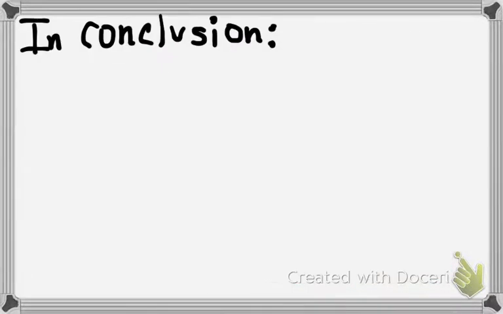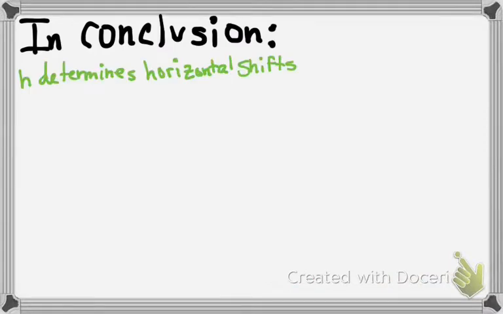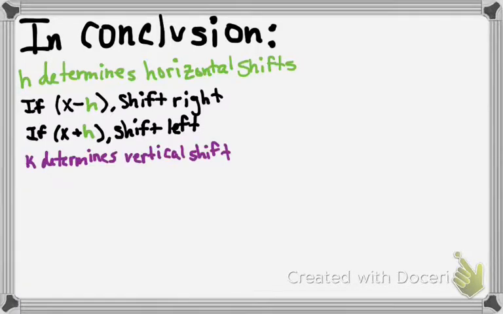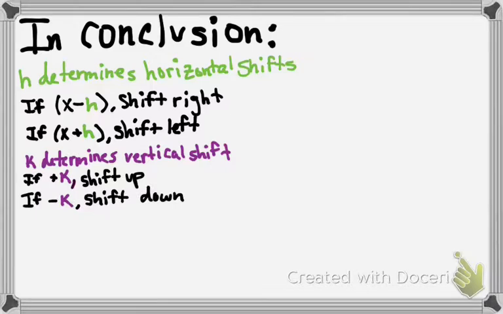So, in conclusion, the h determines the horizontal shift. That means the x value of the vertex determines how we move either to the left or to the right. If we are subtracting that h value, we're moving to the right. If we are adding it, we move over to the left. K determines the vertical shift, so the y value of the vertex tells us if we move up or down. If we're adding k, we shift up. If we're subtracting k, we shift down.